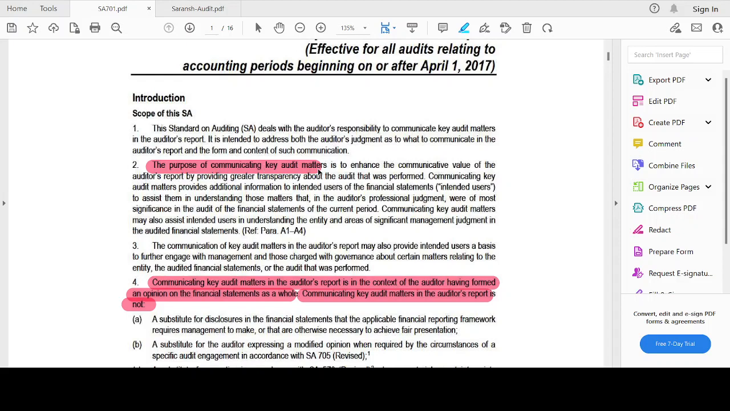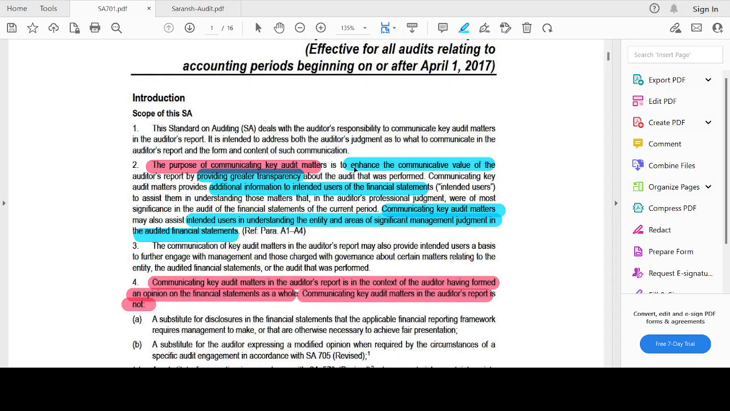The purpose of communicating key audit matters is to enhance the communicative value of the auditor's report by providing greater transparency about the audit that was performed. So, in order to increase transparency, this key audit matter concept was introduced. Communicating key audit matters provides additional information to the intended users of the financial statements, beyond what is given by the opinion or the financial statements and the notes. Communicating key audit matters may also assist users in understanding the areas of significant management judgment in the audited financial statements, that is, where significant management judgment is involved.